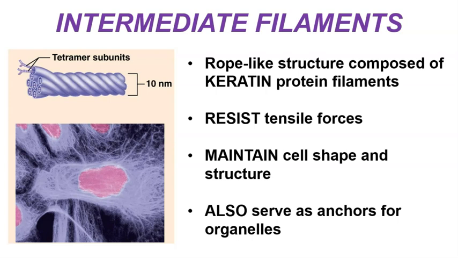For example, the skin has abundant amounts of intermediate filaments, particularly within the cells of the epidermis, that make it very resistant to stretching and pulling forces that are applied to it. Inside of the cell, the intermediate filaments also help to maintain the cellular shape and structure, but they also serve as an anchoring point for organelles, so they function as a kind of internal scaffolding.